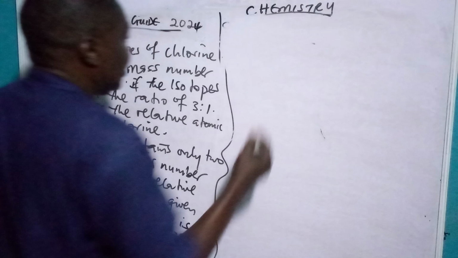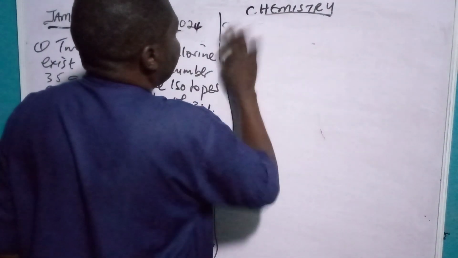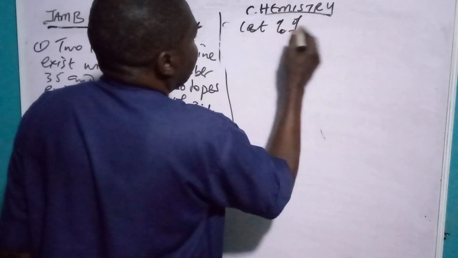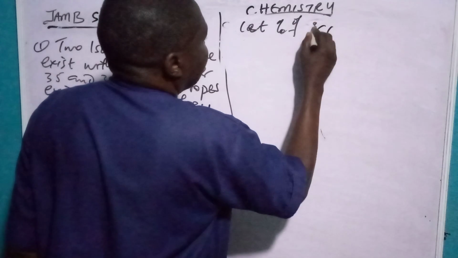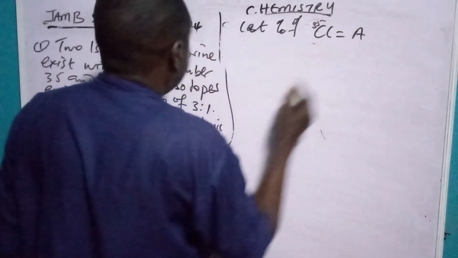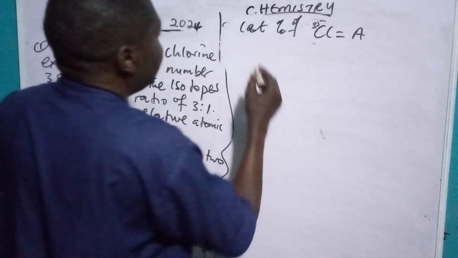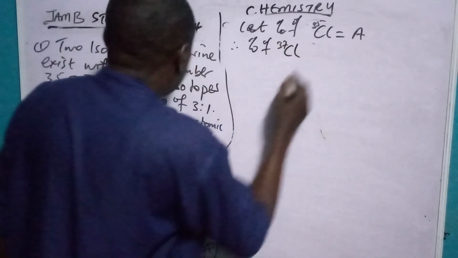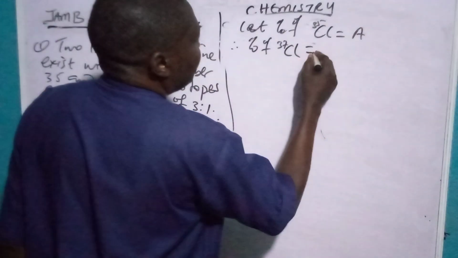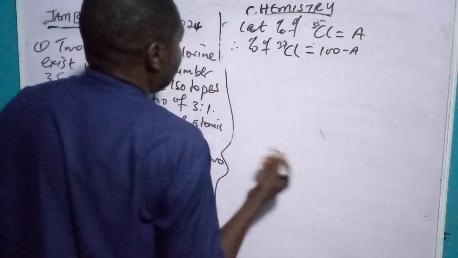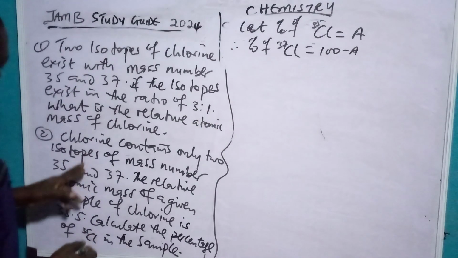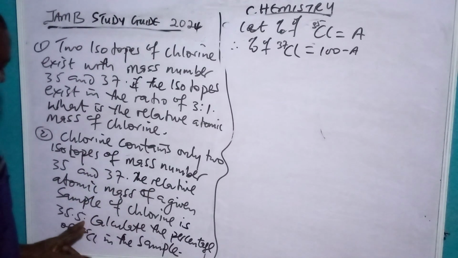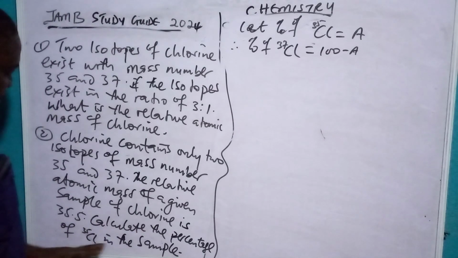How do we do it? Let's say the percentage of chlorine 35 equals A. Therefore, the percentage of chlorine 37, because they said they have two isotopes, 35 and 37, will be 100 minus A. So that's how it's going to be. Then they said chlorine contains only two isotopes of these mass numbers, the relative atomic mass of a given sample of chlorine is 35.5, and we calculate the percentage in the sample.